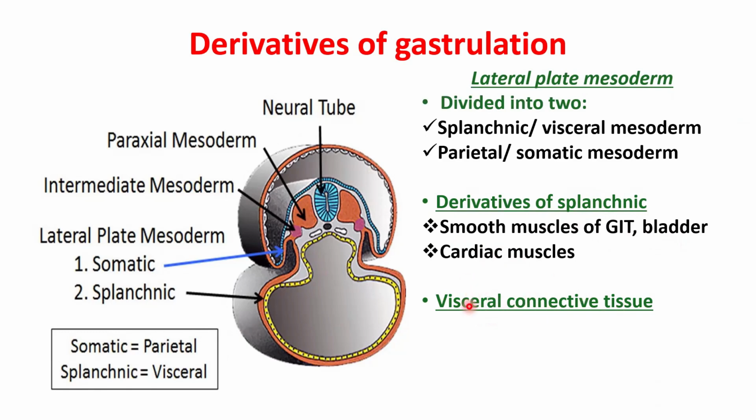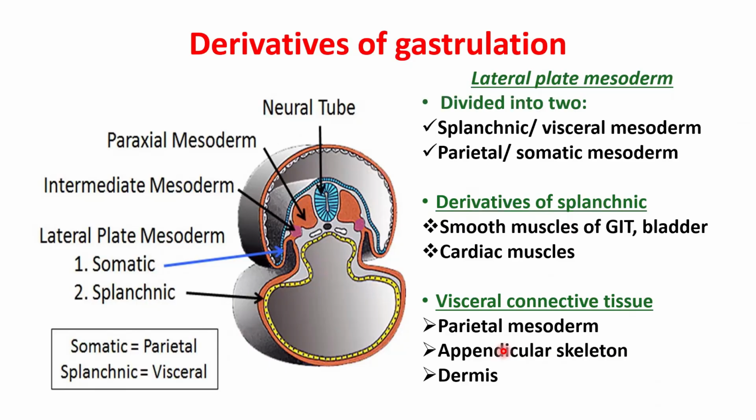So sorry for that. The visceral connective tissue will be coming from the splanchnic part of mesoderm. So the three derivatives: smooth muscles of GIT and bladder, cardiac muscles, and the visceral connective tissue. Then the derivatives now of the parietal part of lateral plate mesoderm will be the appendicular skeleton, the dermis.